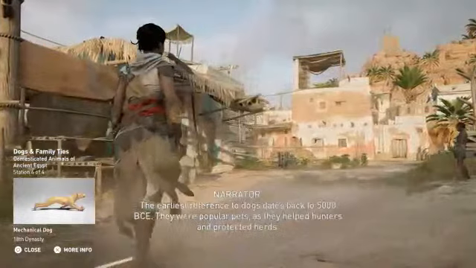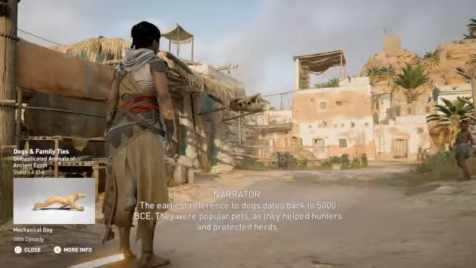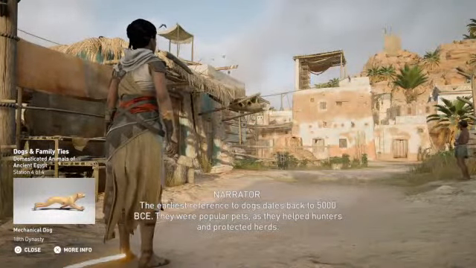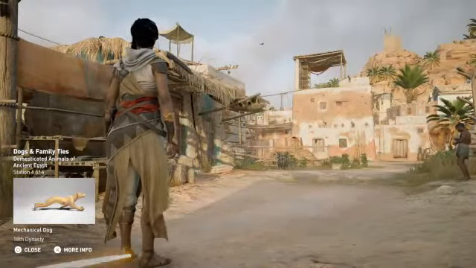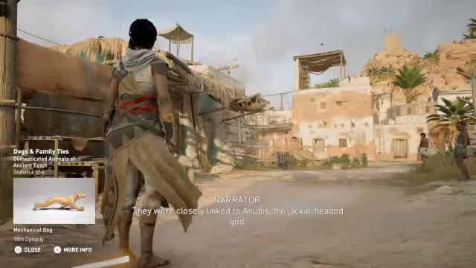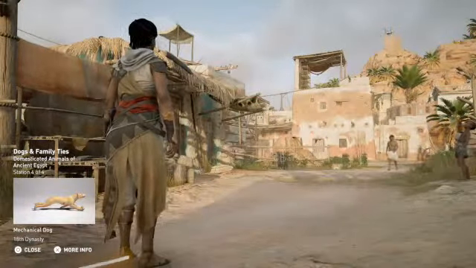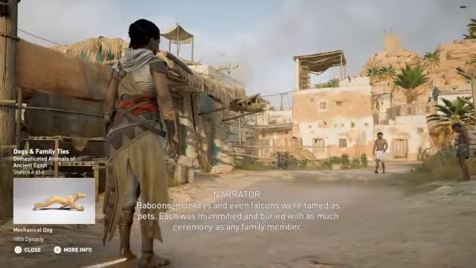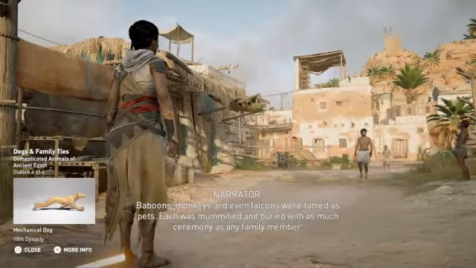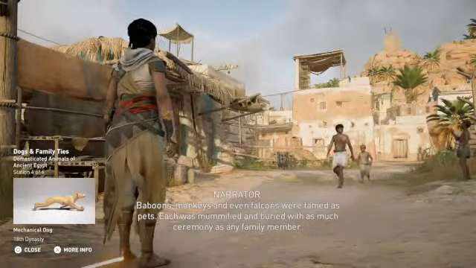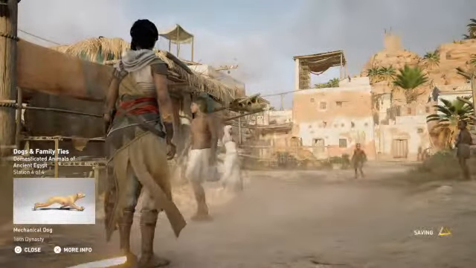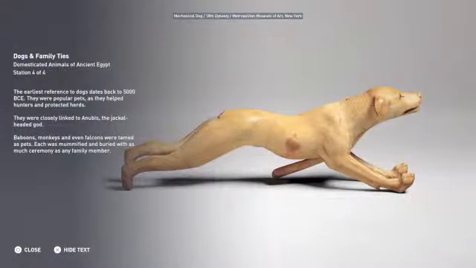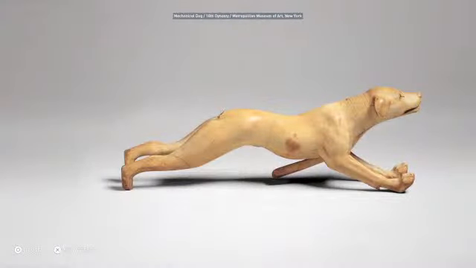The earliest reference to dogs dates back to 5000 BCE. They were popular pets as they helped hunters and protected herds. They were closely linked to Anubis, the jackal-headed god. Baboons, monkeys, and even falcons were tamed as pets. Each was mummified and buried with as much ceremony as any family member. Mechanical dog, Metropolitan Museum of Art in New York.